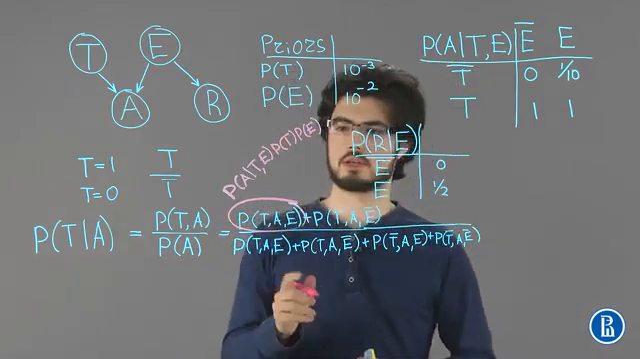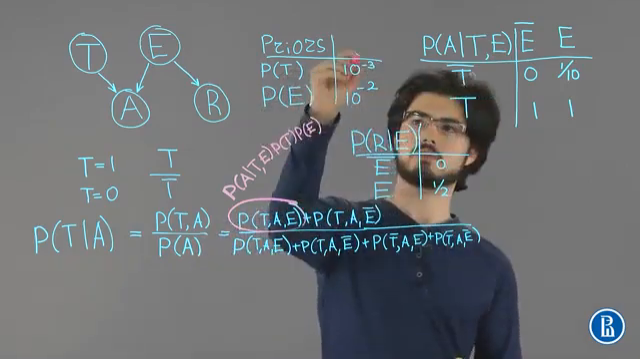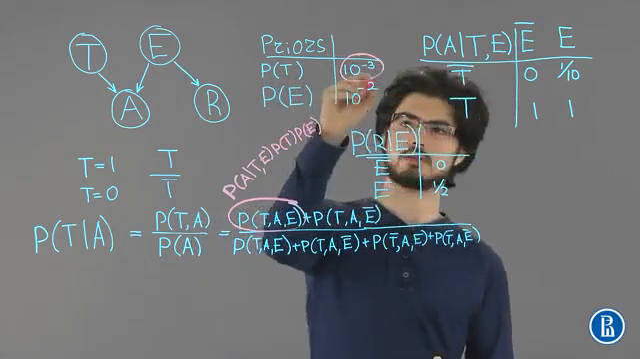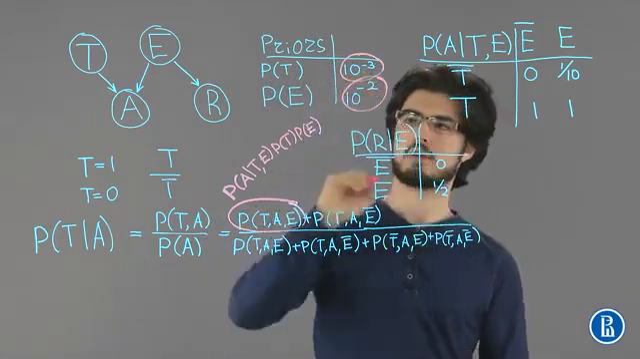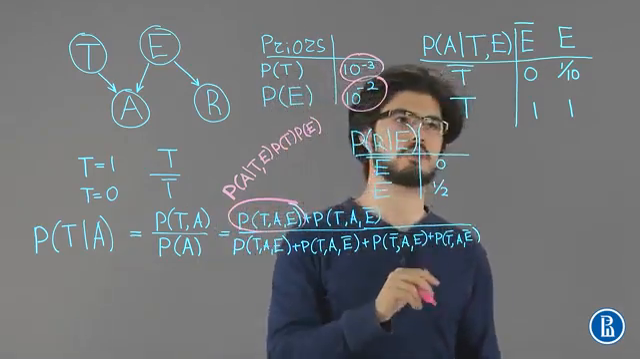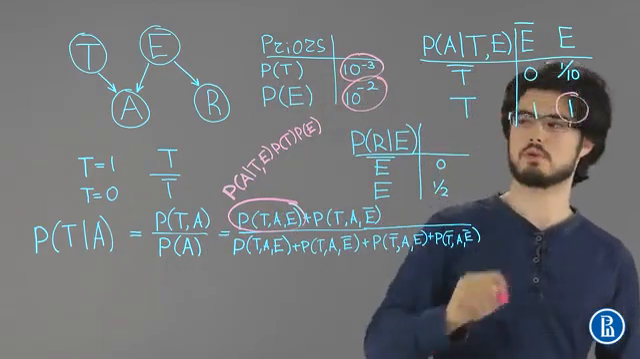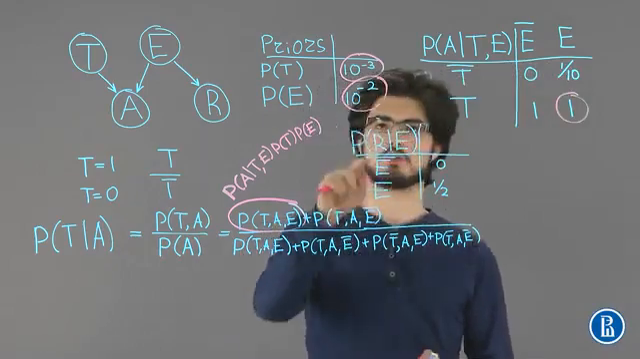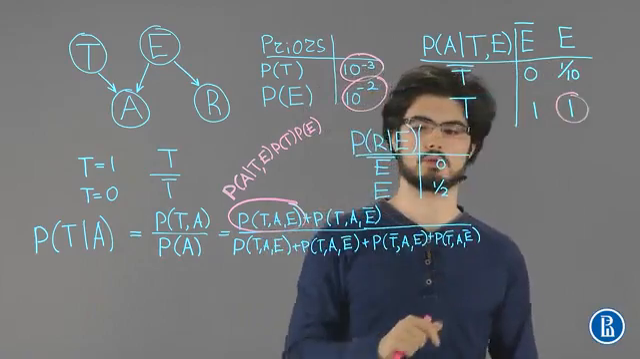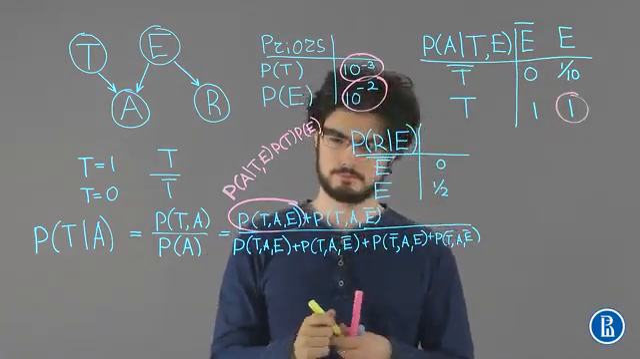Alright, where do we get these numbers? So the probability of the thief is here. It is this number. The probability of an earthquake is this number. And finally, the probability of alarm, given that there is a thief and an earthquake, we can get from here. So it would be this. So finally, we get 10 to the power of minus 3 times 10 to the power of minus 2 times 1. So this would be equal to 10 to the power of minus 5.